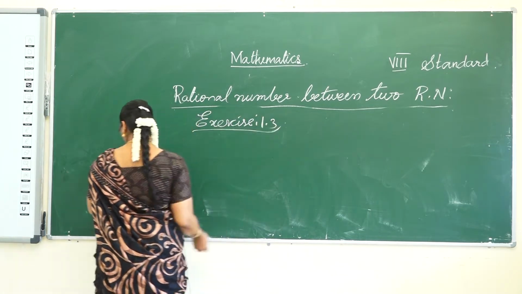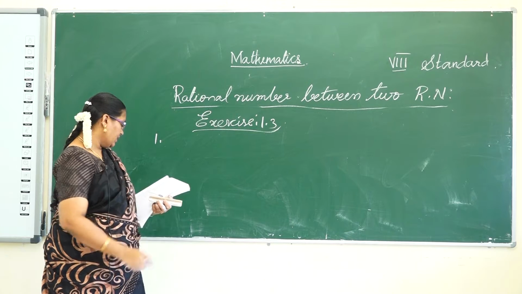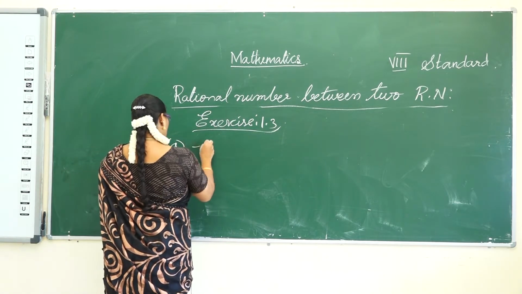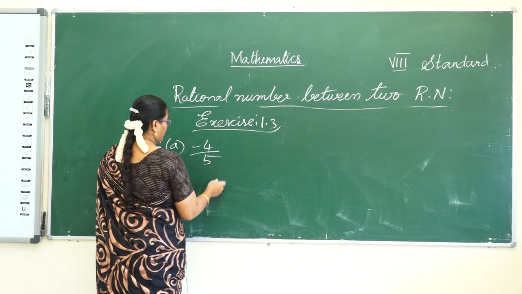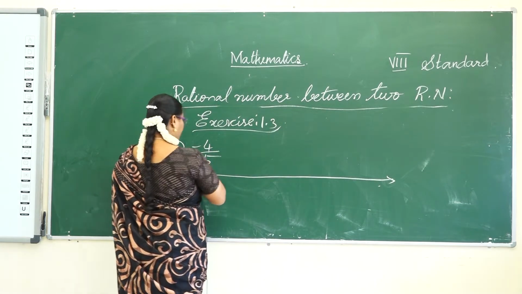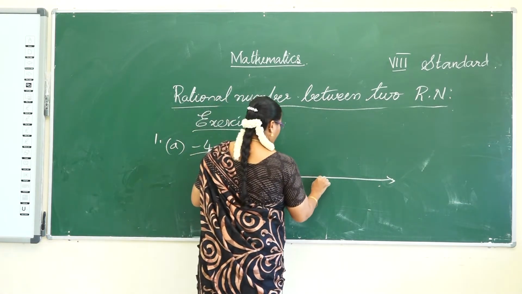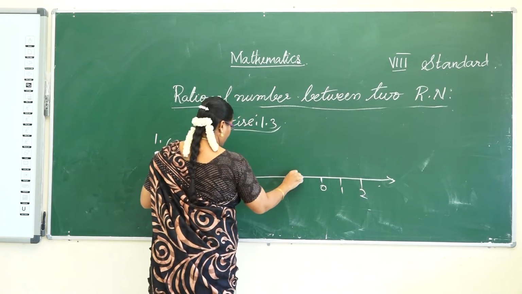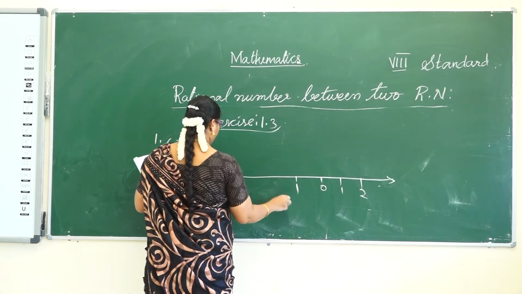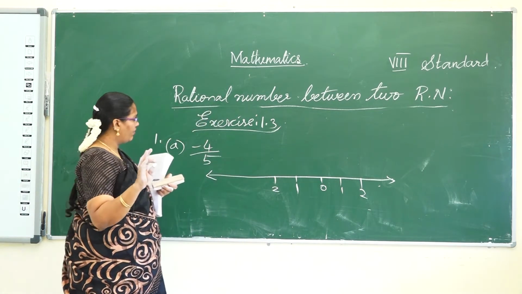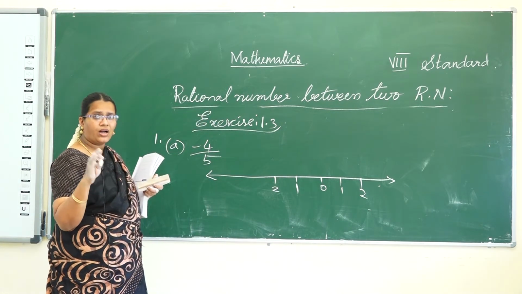Exercise 1.3. The first one: represent the following rational number on a number line. First one, minus 4 by 5 is given. So first of all, draw the number line. Negative value is given, so we need this portion only. So write 1, 2. First of all, check whether the given rational number is proper or improper.